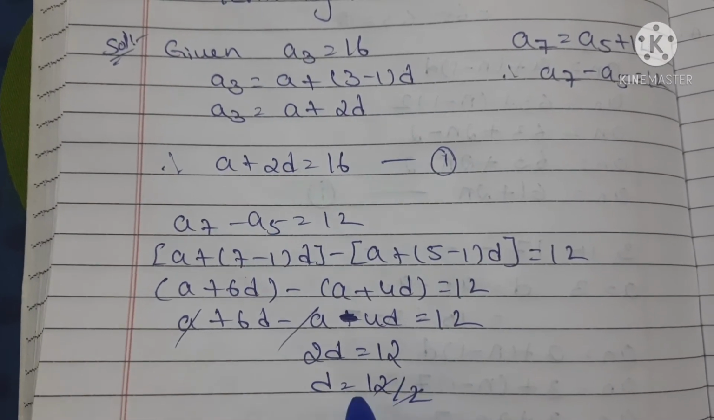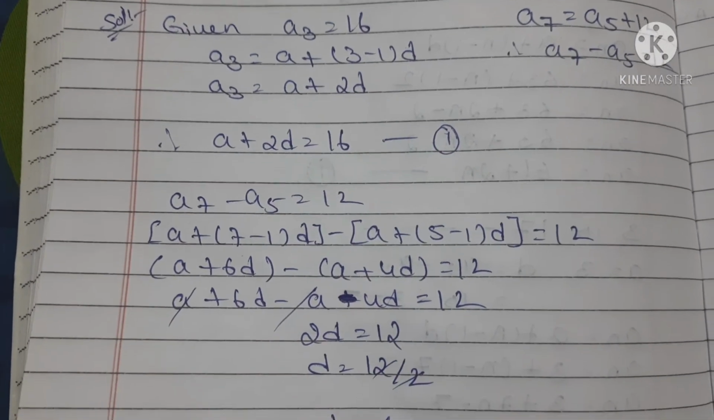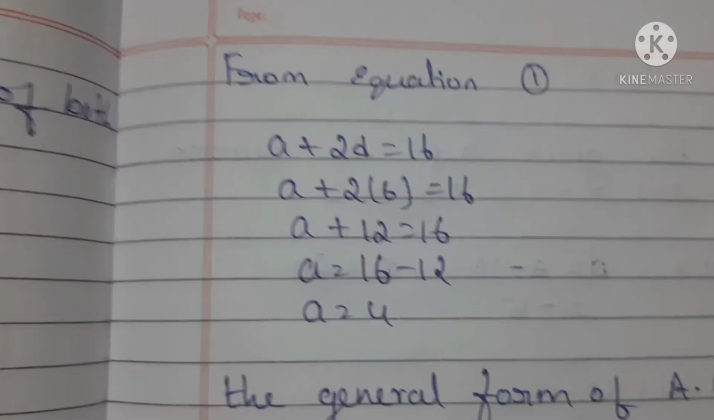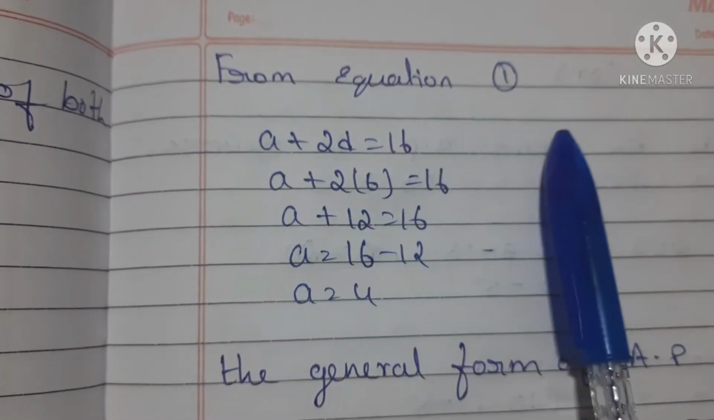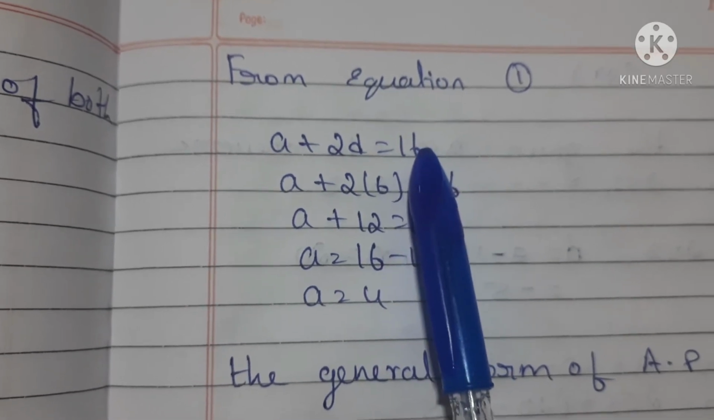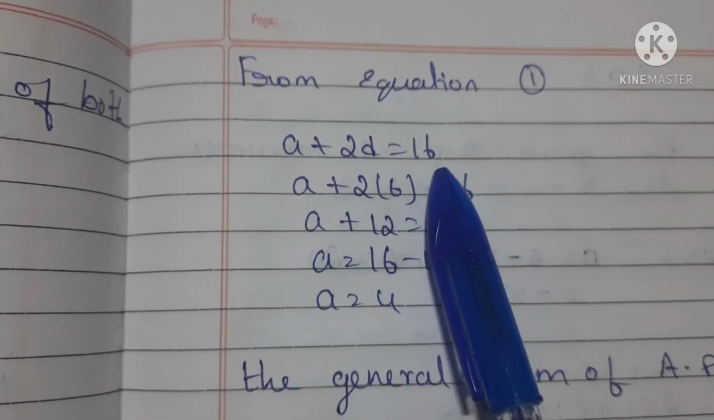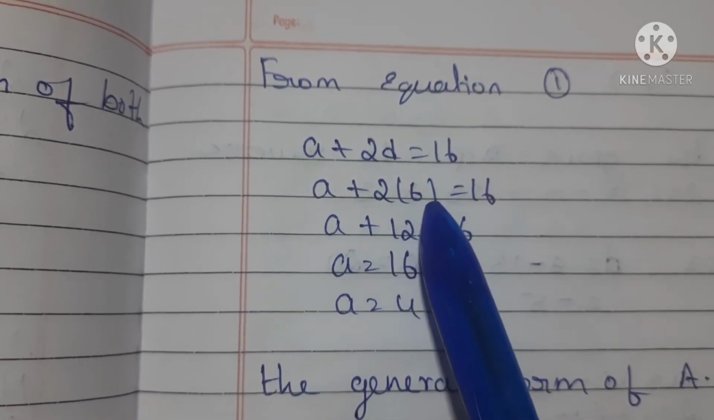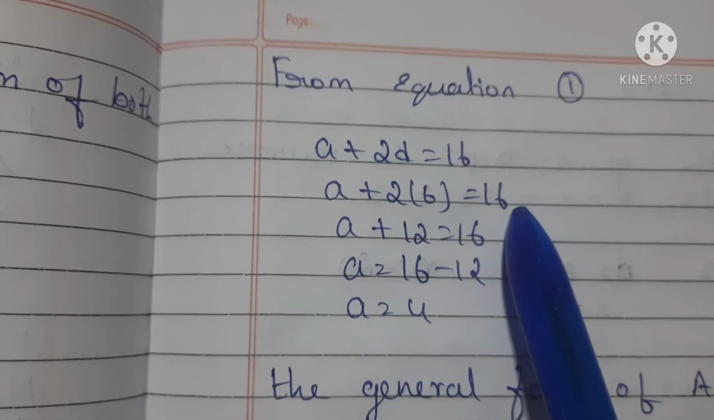2 ones are 2, 2 sixes are 12. Therefore, D is equal to 6. From equation 1, a plus 2d is equal to 16. In this equation, you substitute the d value. Now, a plus 2 into d value 6 is equal to 16.